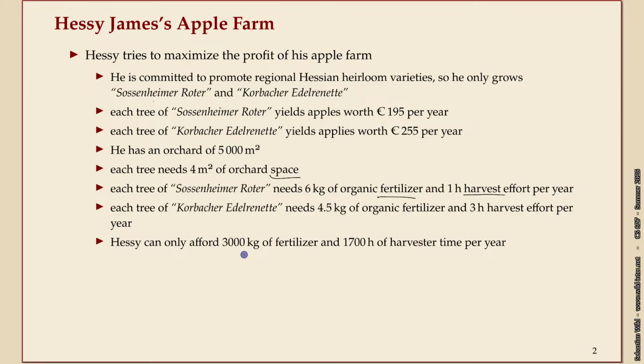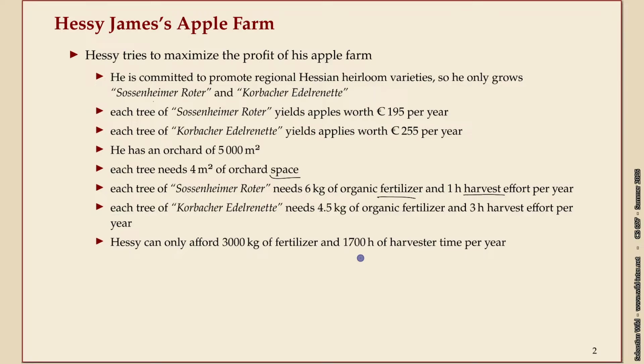Now, the other assumption is that Hesse really has a tight budget and can only afford a certain amount of fertilizer per year, and can only hire people to do the harvesting for a certain amount of hours per year. And these are hard constraints at this point. So that's the setup. Okay.